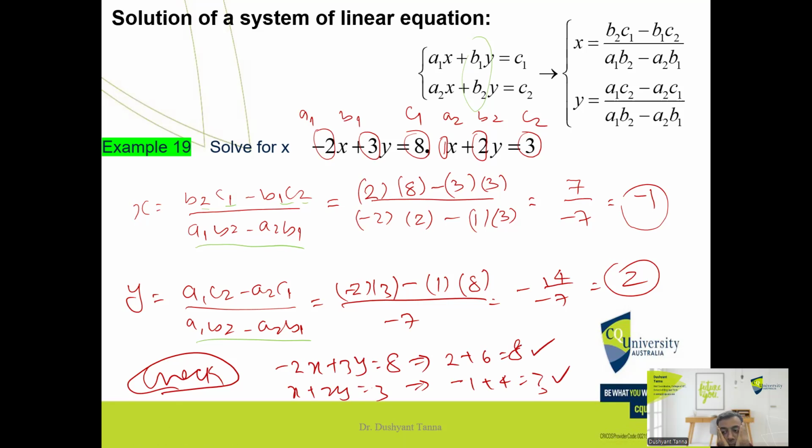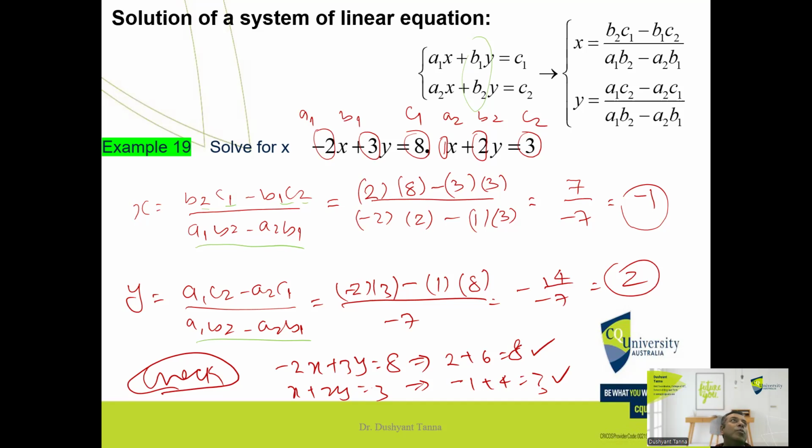That's not the easy one. Yeah, I mean, we got two other methods, but this is called Cramer's rule. What does he call? Silly people's method. Okay.